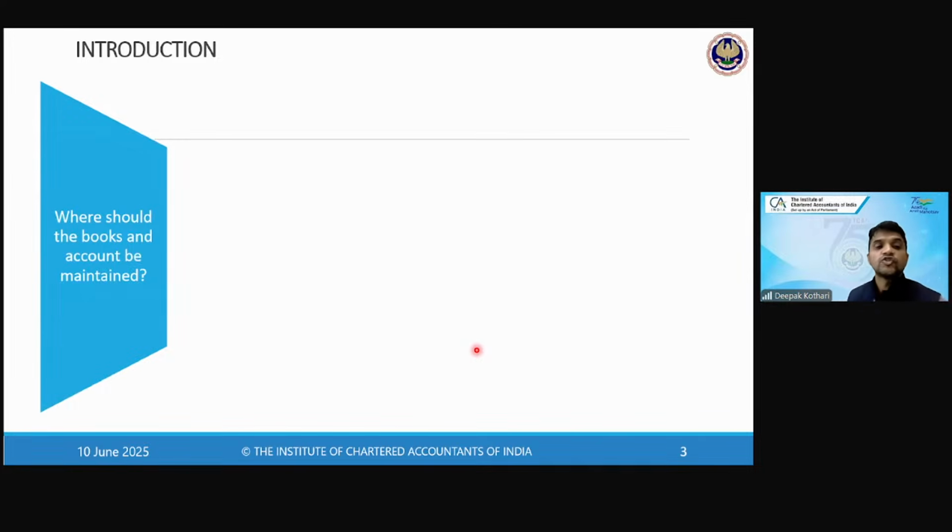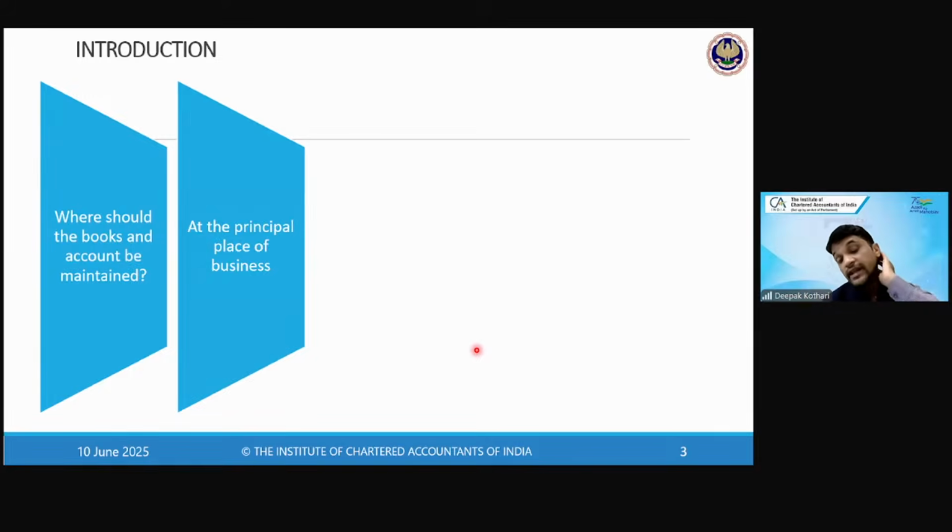Okay. Now, where should the books and accounts be maintained? That's the first question. Where will you maintain it? It should be maintained at the principal place of business. Okay. Whichever is your primary place of business, you have to maintain your accounts there. So if you're doing a transaction in, say, Bangalore and have branches in Delhi and Mumbai, but where is the head office? The head office is in Bangalore. So there at Bangalore, you should maintain.